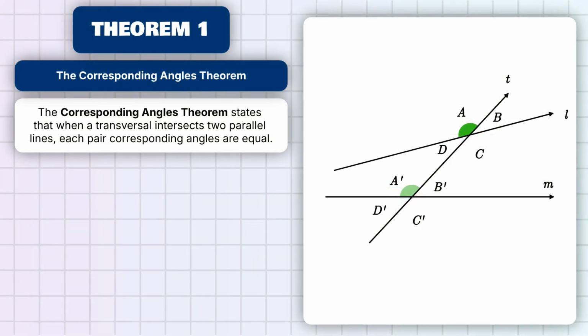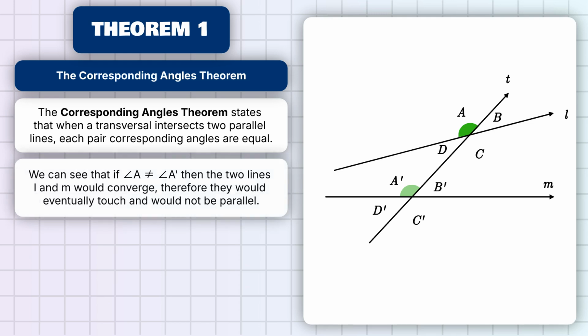While we won't rigorously prove this theorem, we can see that it intuitively makes sense. If angle A in our diagram is not equal to angle A', then the 2 lines L and M would converge, meaning they would eventually touch and therefore not be parallel. This informal reasoning shows that for these lines to be parallel, the angles have to be the same. The main thing to remember, though, is that corresponding angles are always equal.